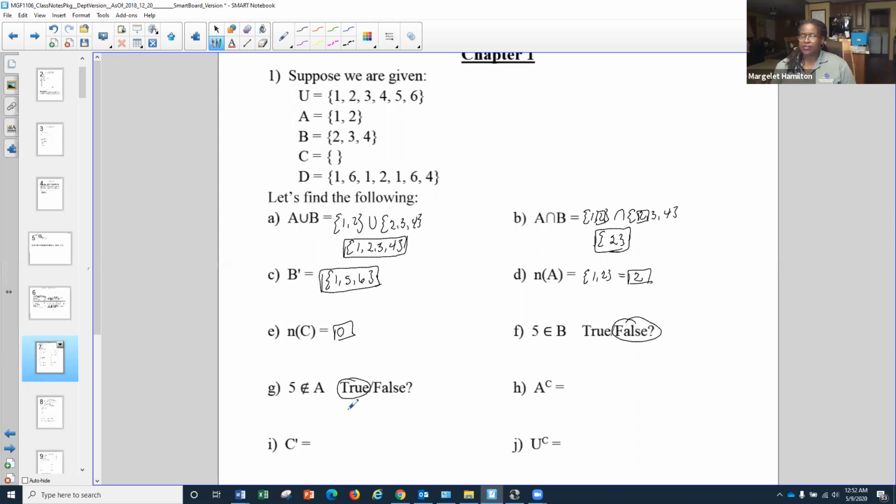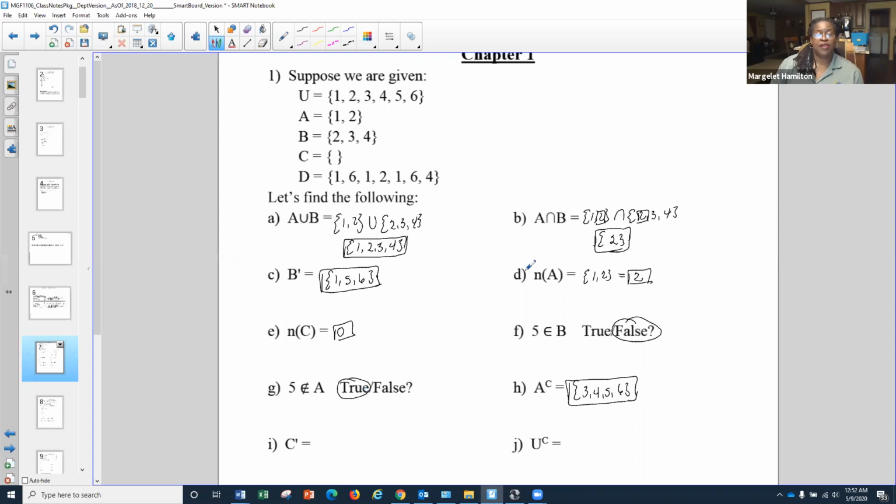All right, so let's see what we get. With H, they want a complement. So remember, we're looking at what's not in A. We already know our friend A has 1 and 2 in it. So what's not in there, you should have 3, 4, 5, and 6.